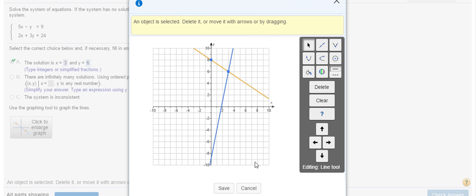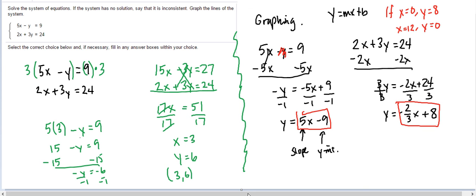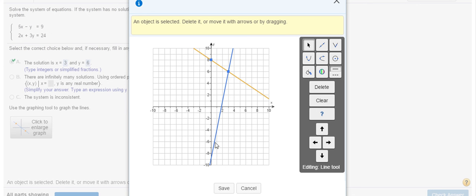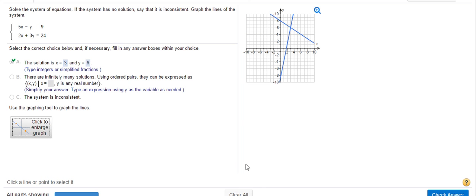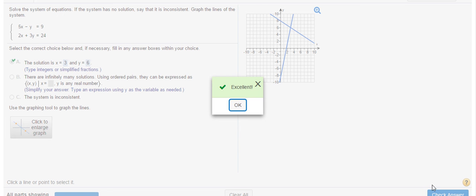And so now we can actually test. We saw when we worked this out earlier, the solution was 3, 6. That's the point in space where these two lines cross. And in fact, we see that that is true. When x equals 3, 1, 2, 3, 4, 5, 6, and y is equal to 6, these two lines cross. So it's a graphical representation of the solution set.